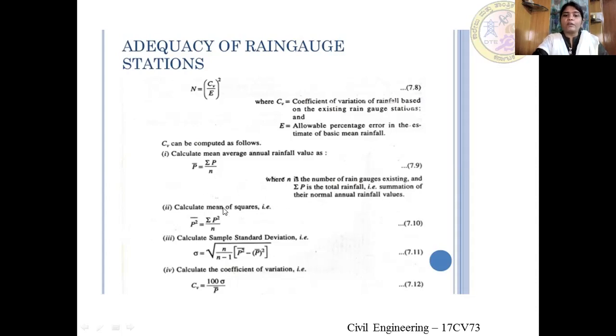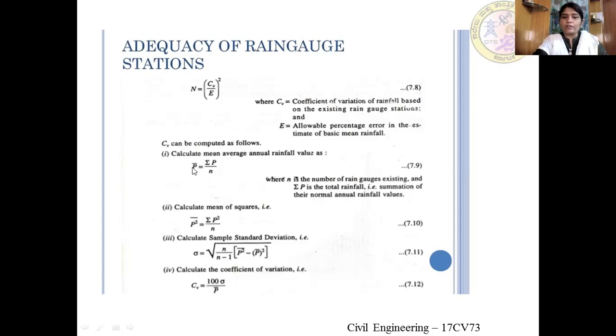Then we calculate the mean of the squares, that is P bar square, summation P square by N. We arrive at that value, and then we calculate using this formula: standard deviation is equal to square root of n by n minus 1 times (P bar square whole) minus (P bar whole square). So that will give us standard deviation. Therefore, CV, the coefficient of variation, is 100 times standard deviation divided by P bar.